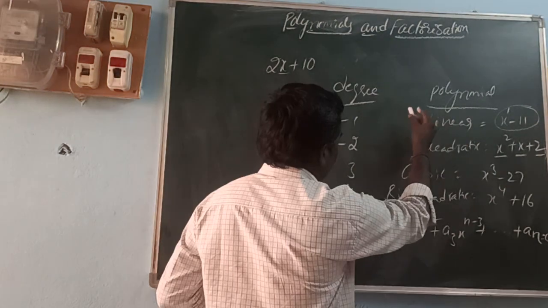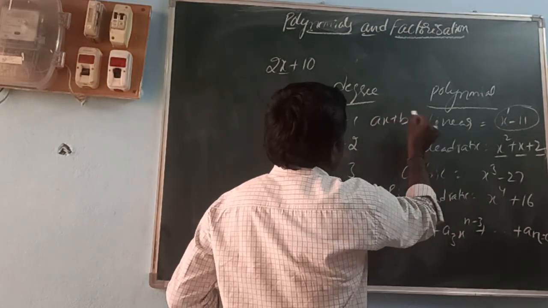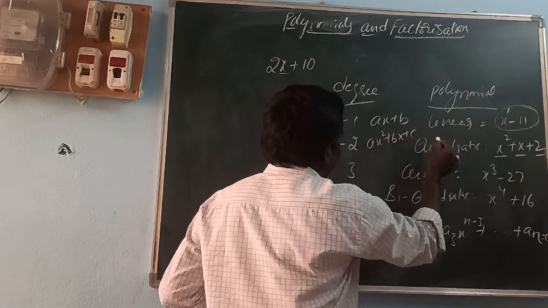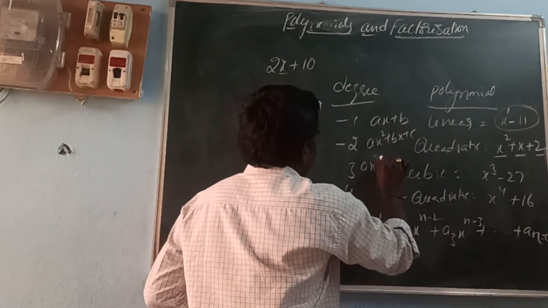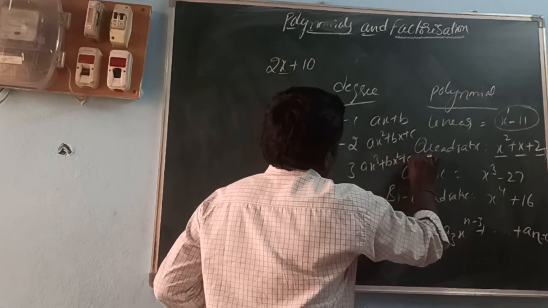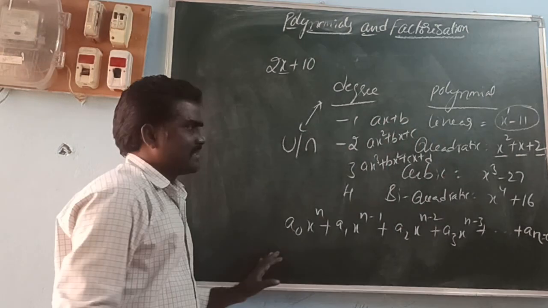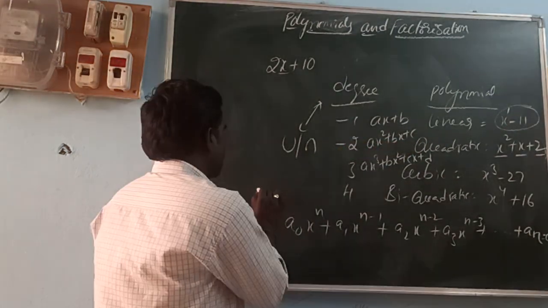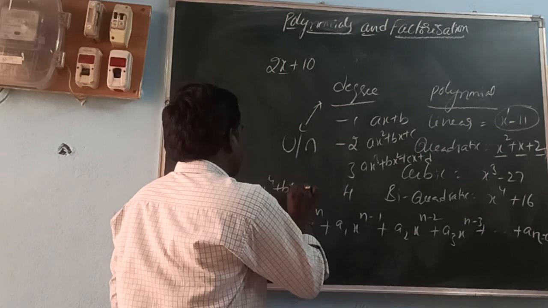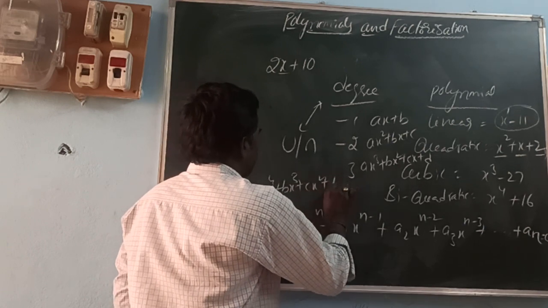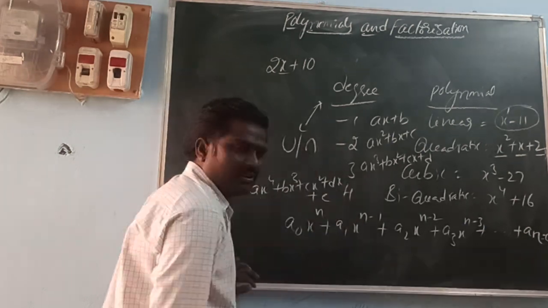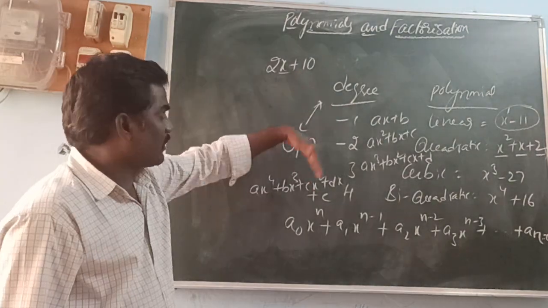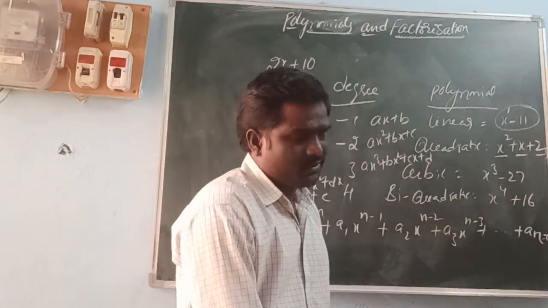Okay, so here the general form of a linear polynomial is ax plus b. The general form of a quadratic polynomial is ax square plus bx plus c. The general form of a cubic polynomial is ax cube plus bx square plus cx plus d. Like that, it is the general form of linear, quadratic, cubic. Biquadratic means ax power 4 plus bx cube plus cx square plus dx plus e. This is a biquadratic polynomial.